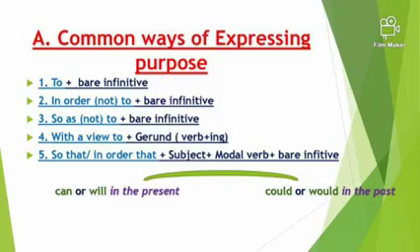If it is affirmative, we use in order to plus bare infinitive. If it is negative, we use not between in order and to. Number 3, so as to plus bare infinitive if it is affirmative, and if it is negative, we use so as not to plus bare infinitive. Number 4, with a view to plus gerund, or verb with ing. Number 5, so that, in order that, plus subject plus modal verb plus bare infinitive.